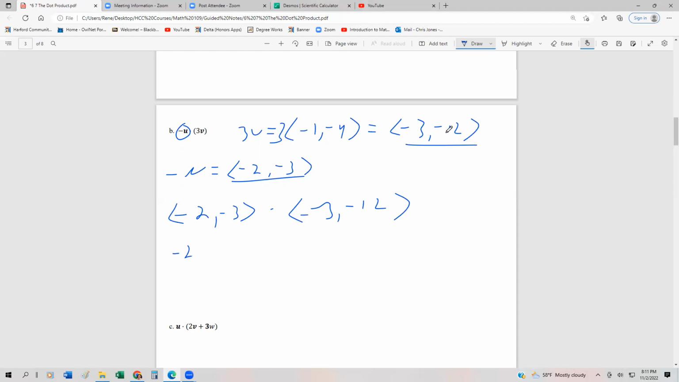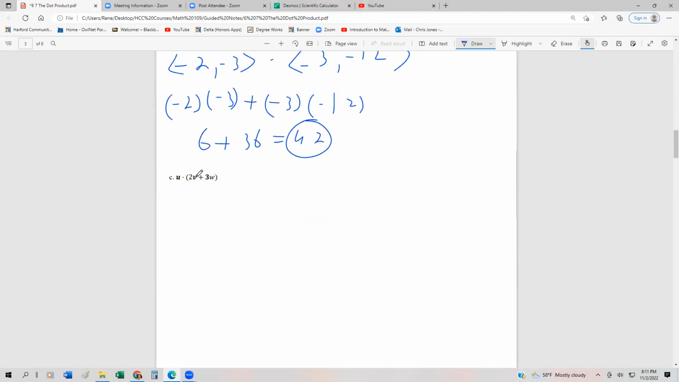-2 times -3 plus -3 times -12, excuse me. So just going through and performing the dot product. This is a -3, by the way. And then finally, this becomes 6 plus 36, which is 42.